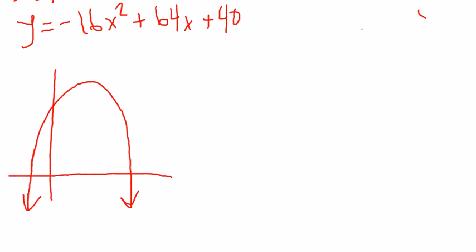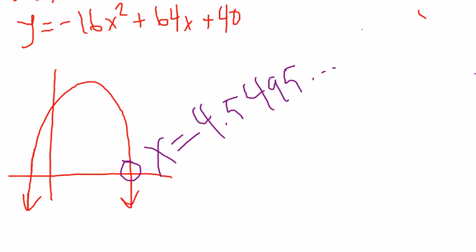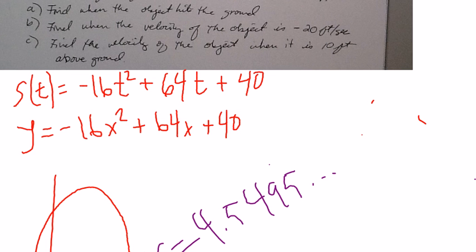When you graph it, you should end up with something that looks like this. I started off with a zoom fit. It gave me a really zoomed out view of my graph, so then I adjusted my window and zoomed in on it so it was prettier. Now I just want to calculate the zero of this function to figure out when it hits the ground, and I'll find that x equals 4.5495 and so on.